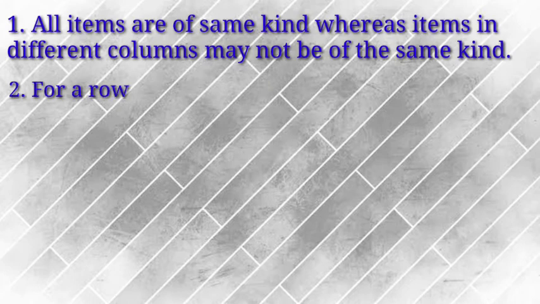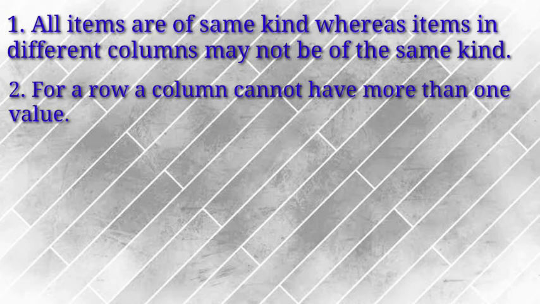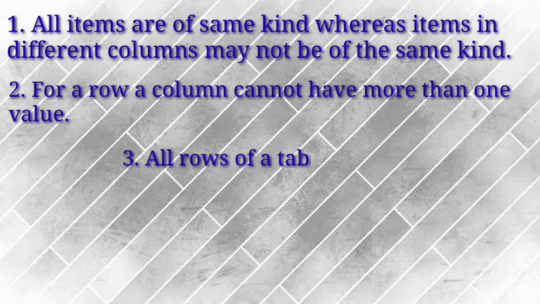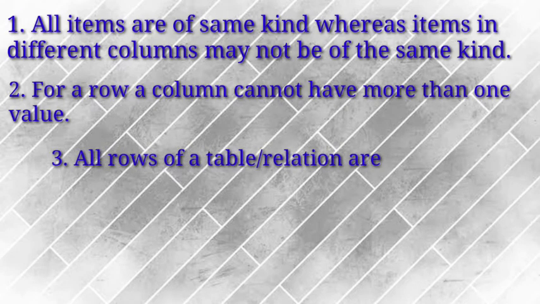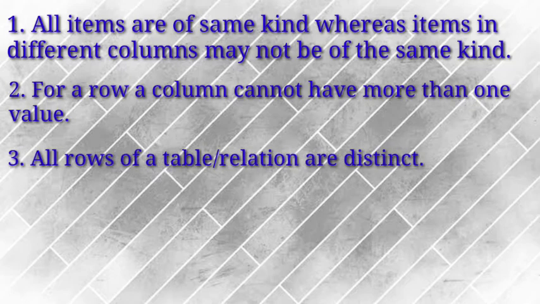The second property is that for a row, a column cannot have more than one value, which means that for a particular row, a particular column cannot have more than one value. The third property is that all rows of a relation are distinct, which means each row of the table should be uniquely identified by its content. For example, if you are storing fields name, class, roll number, section, each detail mentioned in the particular row should be unique.